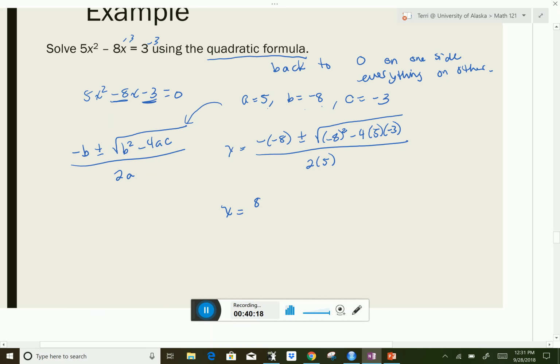Negative 8 is just 8, plus or minus the square root. Negative 8 squared, and that's why I want you to put this in parentheses, because negative 8 squared is 64, positive 64. And had you had that 8 hanging out, you might have made a mistake. 64. Now we have a negative and a negative. If we have even number of negatives, you learned in 055 that that is a positive. So plus 4 times 5 times 3. So that's 20 times 3, which is 60 over 10.